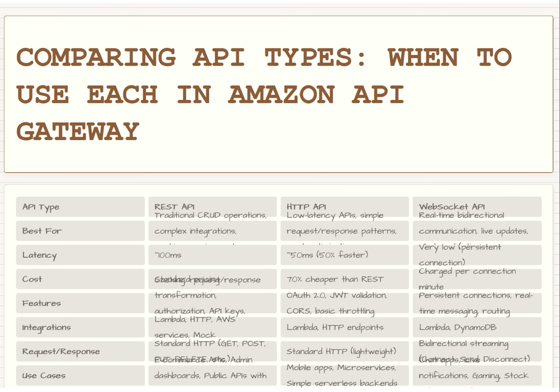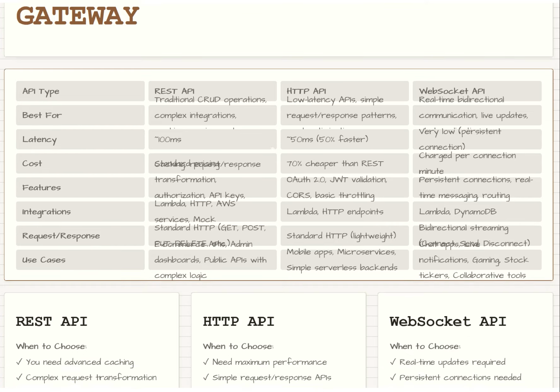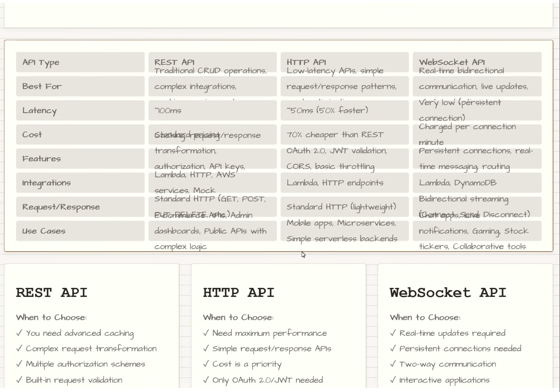Comparing API types, when to use each in Amazon API Gateway. We're going to do a more detailed comparison. Let's have a look at the API types: REST API, HTTP API, and WebSocket API. Those are the three. REST API is good for complex integration.